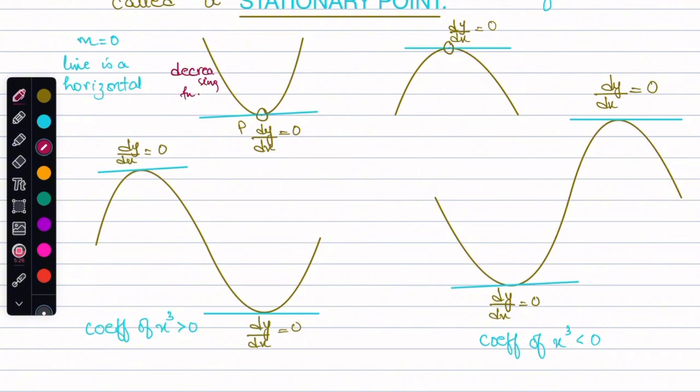So before the turning point, I can see it's the decreasing function, and here my dy by dx has to be less than 0. Then it becomes 0 at the stationary point, and after the stationary point I can see that the function is an increasing function. Therefore here the gradient becomes greater than 0. Over here this is going to be the increasing function. For the second case, I have the turning point here.